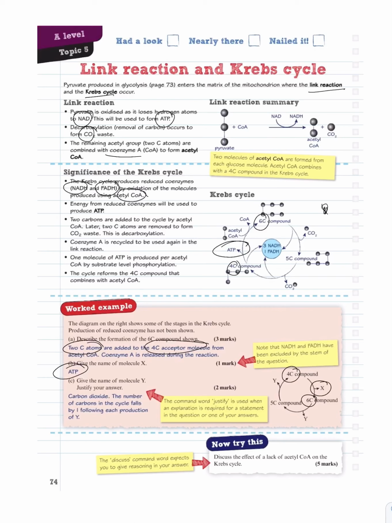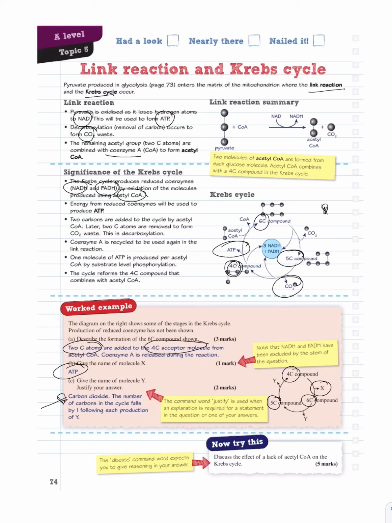Give the name of molecule Y, justify your answer. So molecule Y is from a 5-carbon compound to a 4-carbon compound. If we look from a 5-carbon compound to a 4-carbon compound, we have CO2 given off, therefore it is carbon dioxide, and that's because the number of carbons in the cycle falls by 1, so therefore it has to be carbon dioxide that's given off.